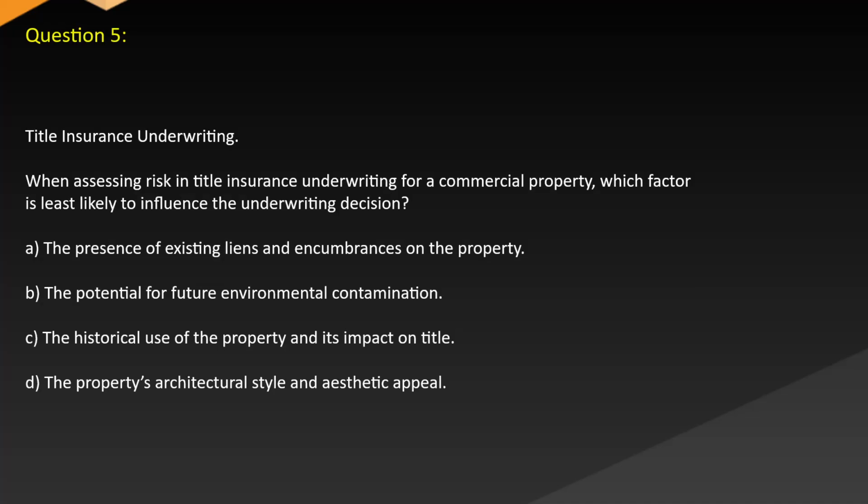Question 5. Title insurance underwriting. When assessing risk in title insurance underwriting for a commercial property, which factor is least likely to influence the underwriting decision? A. The presence of existing liens and encumbrances on the property. B. The potential for future environmental contamination. C. The historical use of the property and its impact on title. D. The property's architectural style and aesthetic appeal.